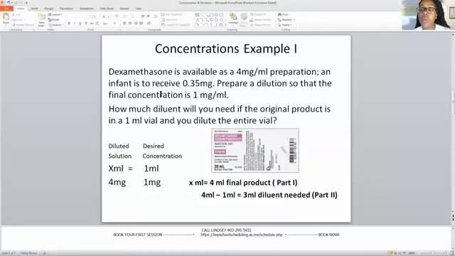How much diluent will you need if the original product is in a 1 ml vial and you dilute the entire vial? Well, we got it over here to the right. You'll see the actual prescription label here. And we are solving for it. Okay. You're also seeing this prescription label.